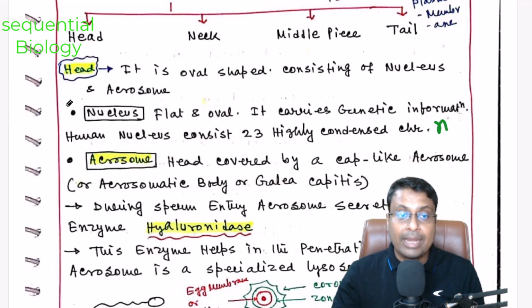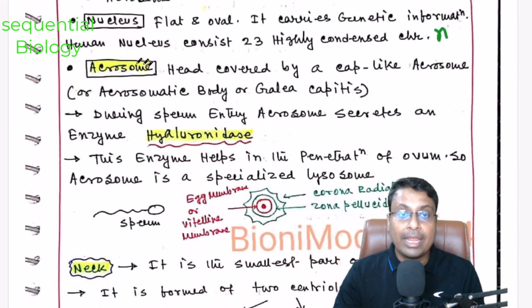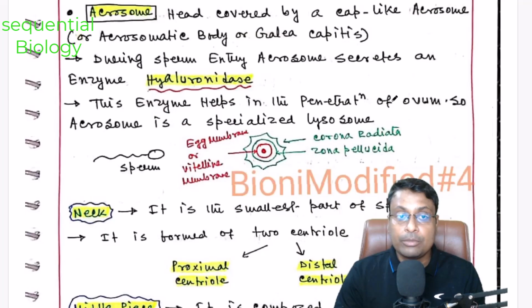And in the head region you can also find another important structure, which is known as the acrosome. The head is covered by a cap-like acrosome or acrosomatic body, and this acrosome is also known as galea capitis. During sperm entry, the acrosome secretes an enzyme known as hyaluronidase, and this enzyme helps in penetration of the ovum, so the acrosome is a specialized lysosome.